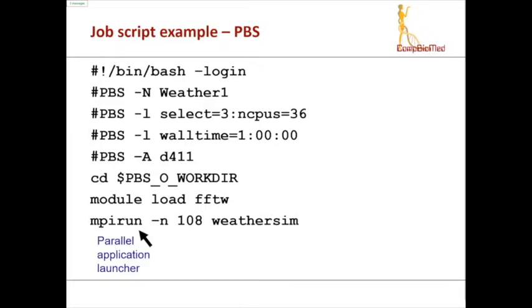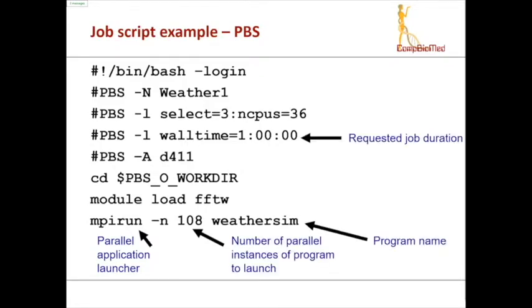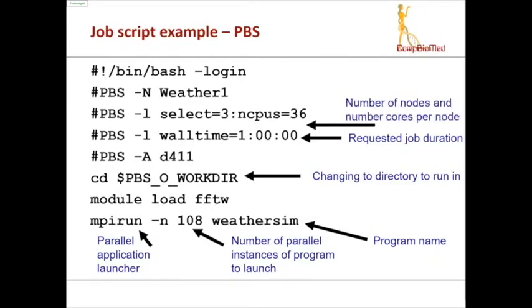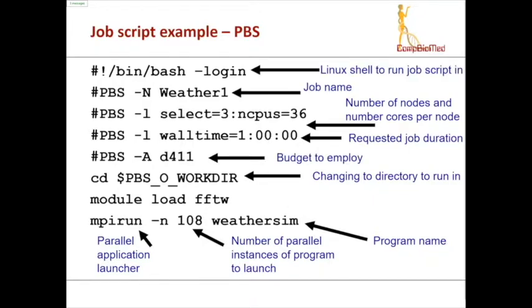So this is a parallel application launcher. This is the number of instances of this parallel code we want to run. This is the program name. That's the requested job duration. Changing the directory to run in, the number of nodes, and the number of cores per node. That's the job name, and that's the Linux shell, and also the budget.